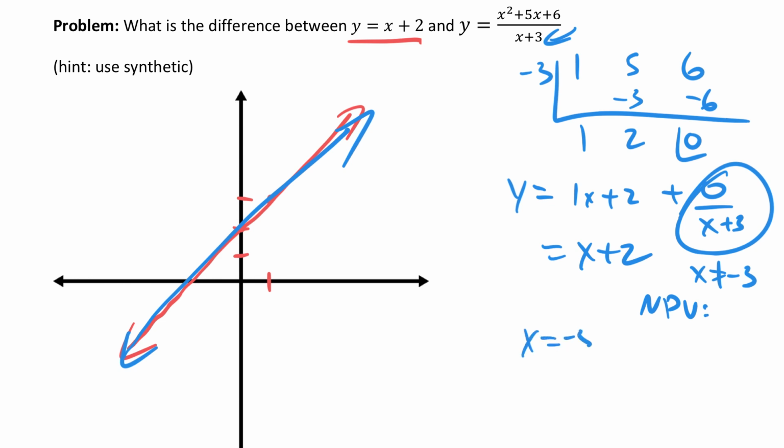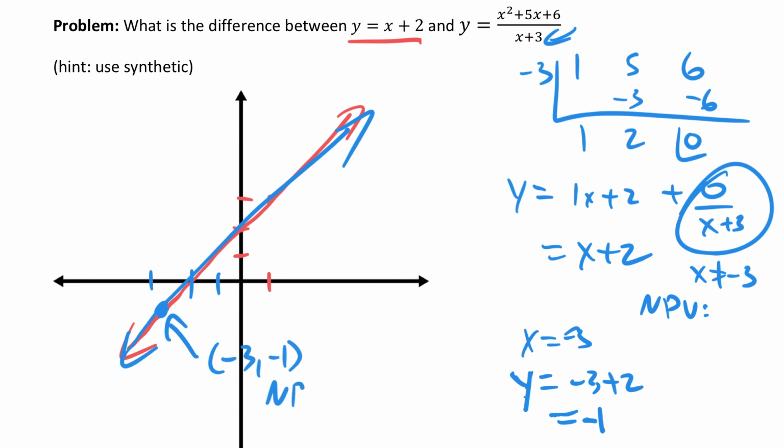When x is equal to negative 3, y would be equal to negative 3 plus 2, which is equal to negative 1. So over here at negative 3, we count 1, 2, 3, and we're going to have a point at negative 1. Okay, so right here at negative 3, negative 1, this is our NPV. And we don't really want to put it as an actual point on the graph. We want to say that this is not a point on the graph. So we're going to erase it here.